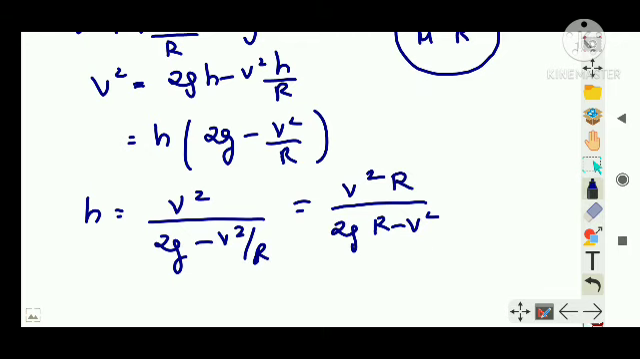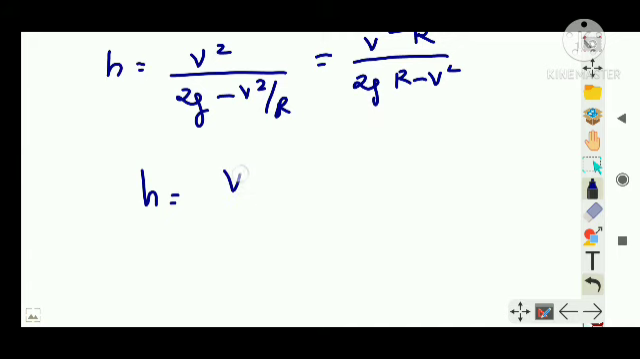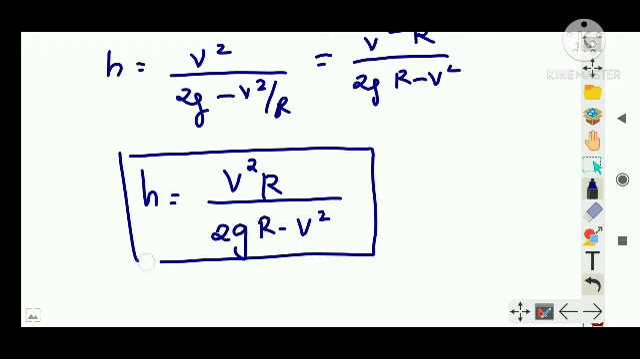Now this is the expression you can use for the maximum height which is achieved by an object thrown from the surface of earth with the velocity v. Again I am repeating, this is a NEET question, guys, not there in your textbook. Clear? Right.